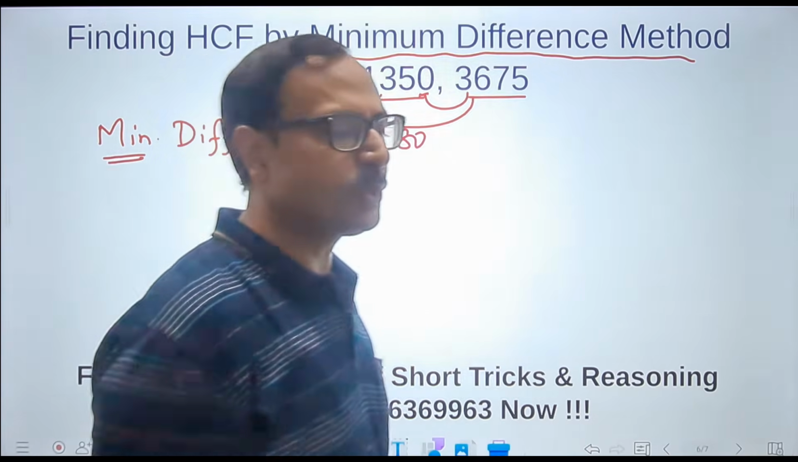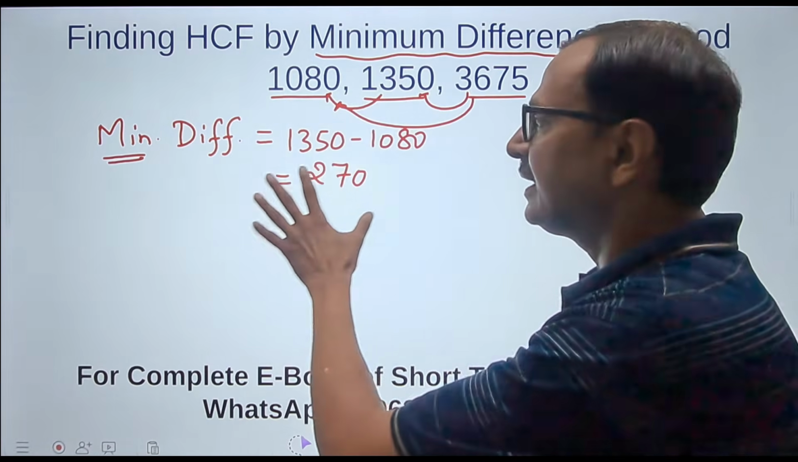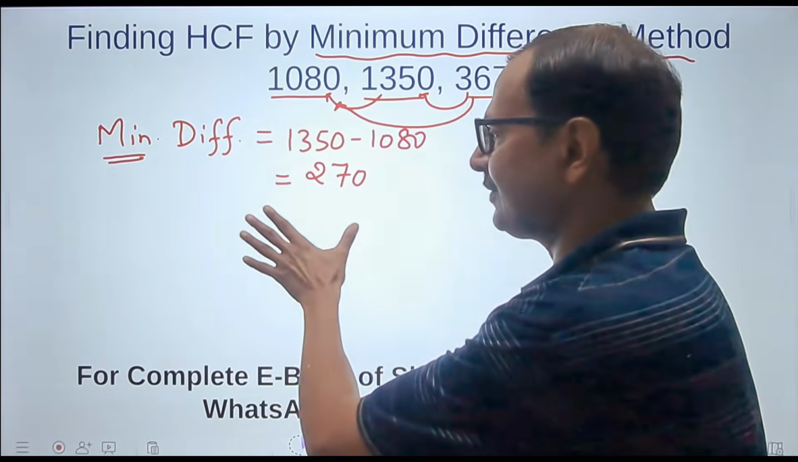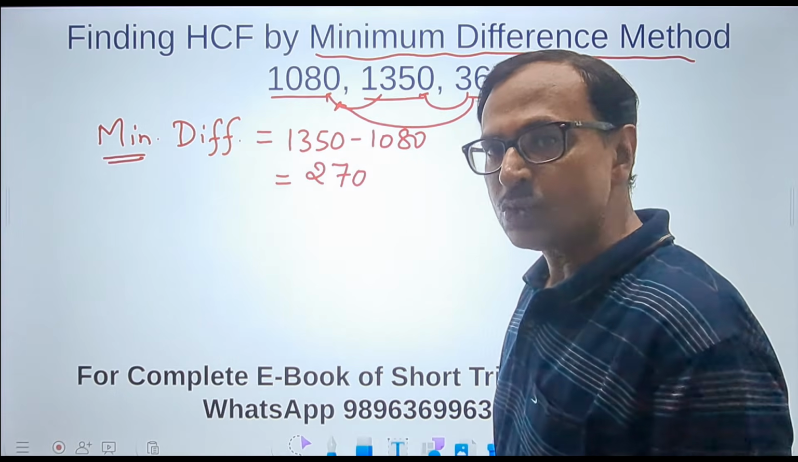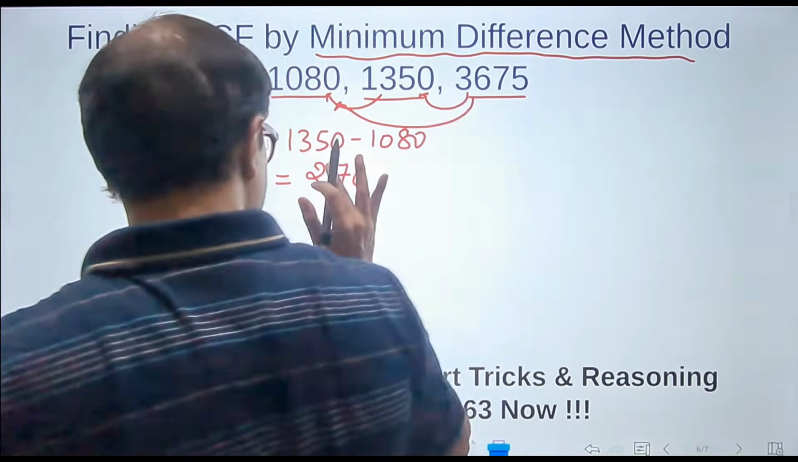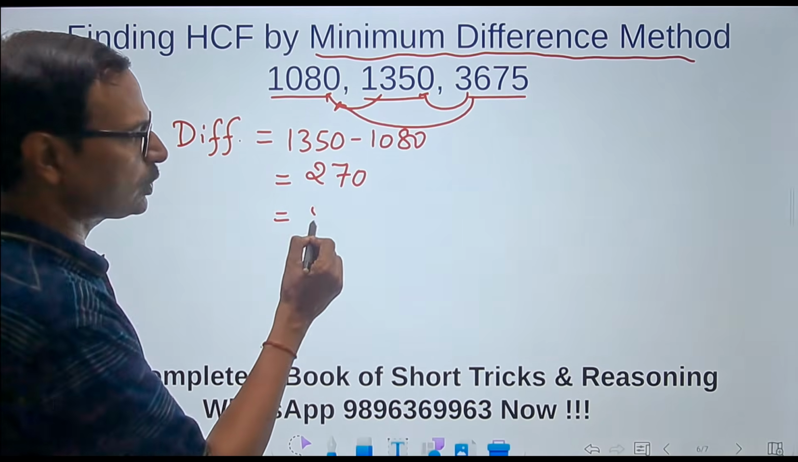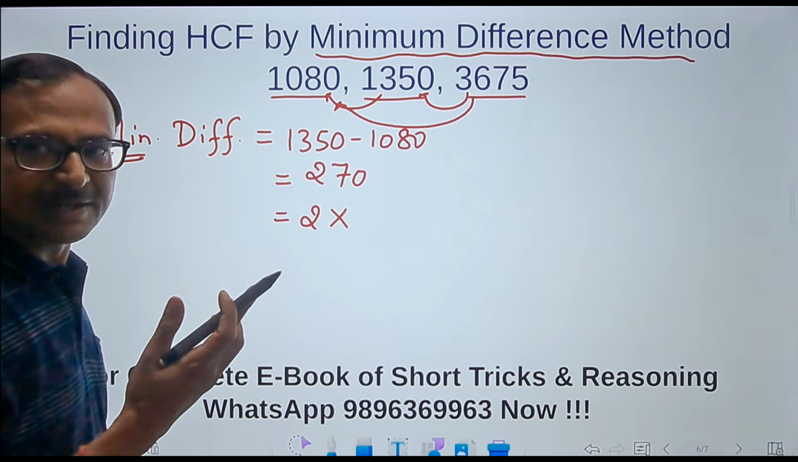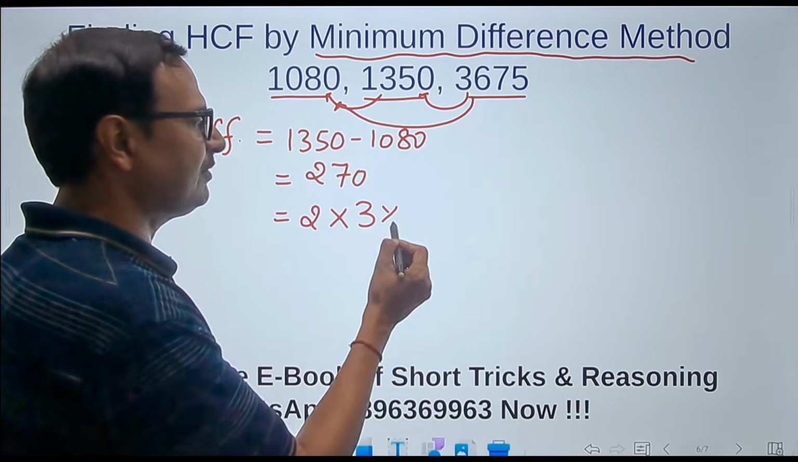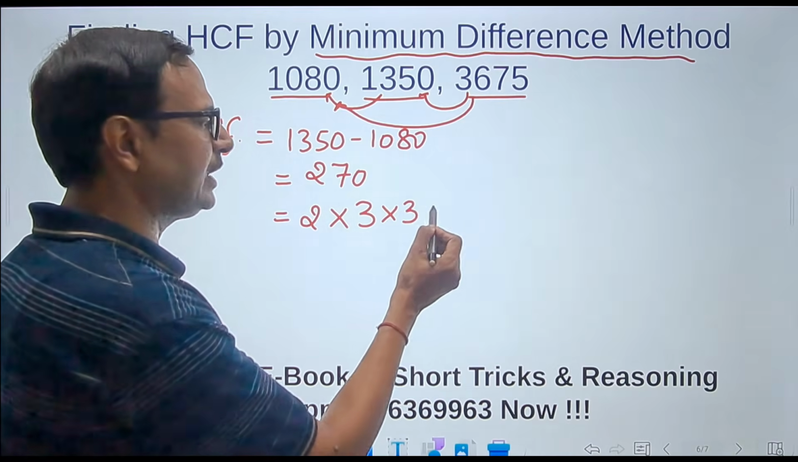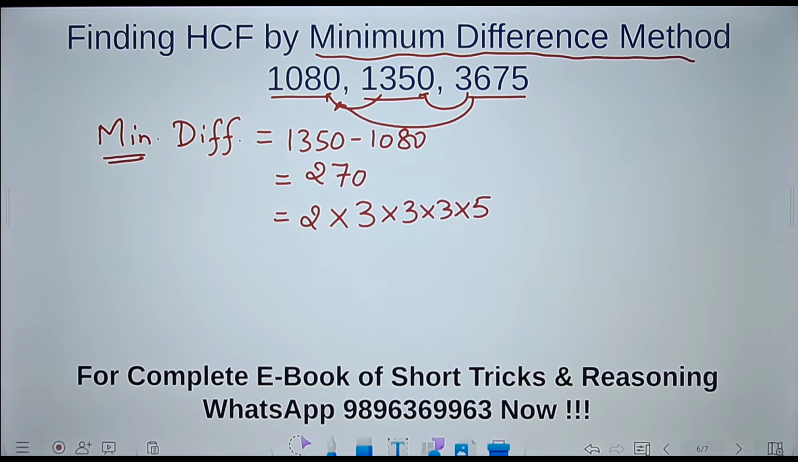Now the concept which I am going to use here is that the highest common factor of all these numbers is a factor of the minimum difference. That means my answer is going to be a factor of 270 only. So I will reduce this 270 in terms of its prime factors. 270 is 2 times 135, and 135 is 3 times 45. 45 is 9 times 5, so 3 times 3 times 5. So I made the factors of 270.